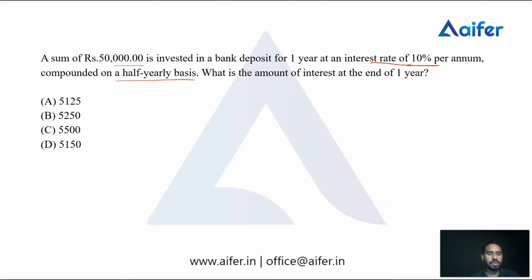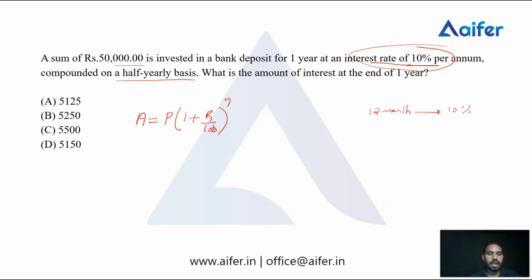This is our question. We already know that the amount in compound interest is solved by this equation: A, the amount, is equal to P, the principal amount, into 1 plus R by 100 raised to N. Here R is the interest rate and N is the number of years. Here 10% per annum interest rate is given, so it is for 1 year, that is 12 months. So for 12 months it is 10%.